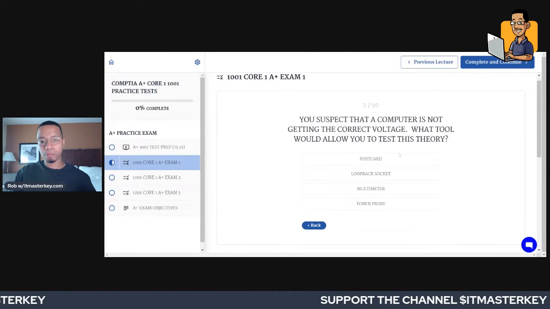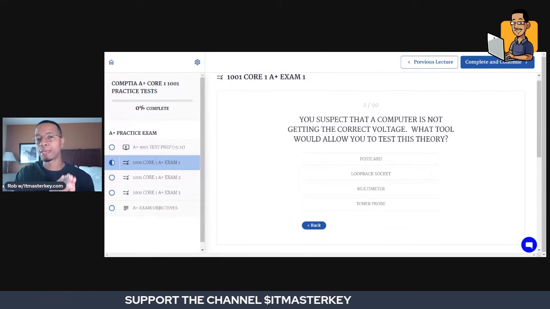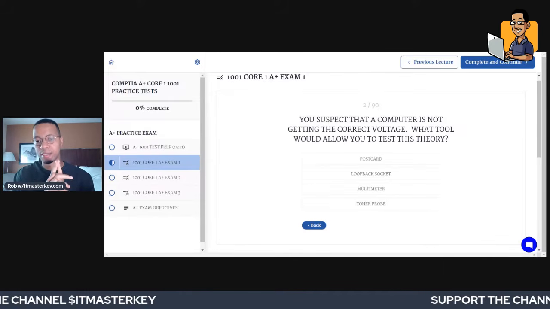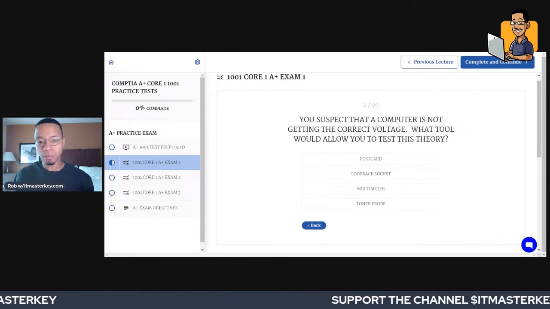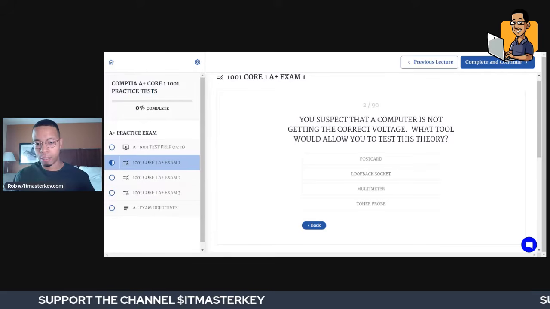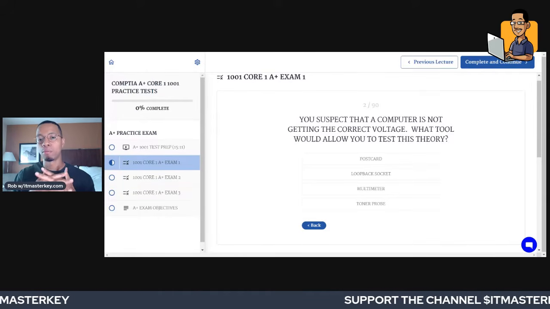All right, so next one. You suspect that a computer is not getting the correct voltage. What tool would allow you to test this theory? Do we think it's a POST card? Do we think it's a loopback socket? Do we think it's a multimeter? Or would it be a toner probe?